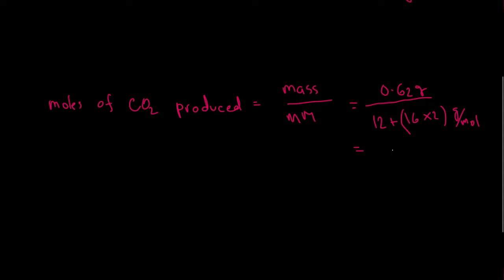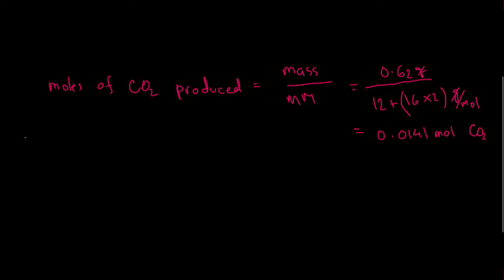So this is going to be 0.62 divided by 44. So this is going to be 0.0141 moles of CO2. The grams are going to cancel out. The mole is going to go to the top. You know that by now.